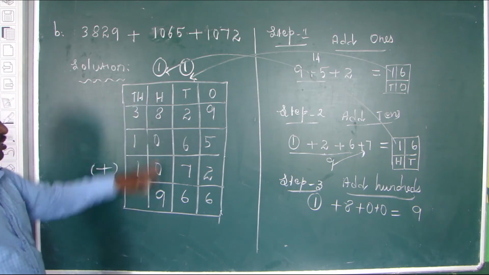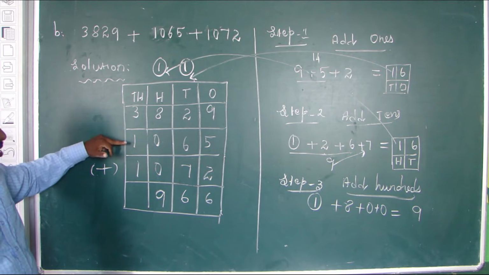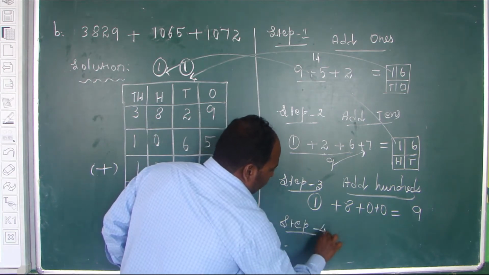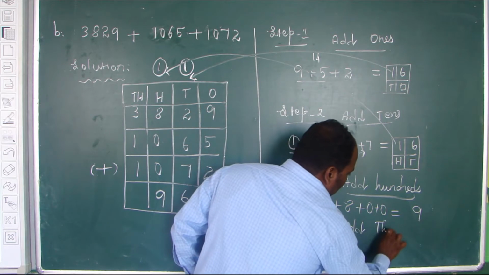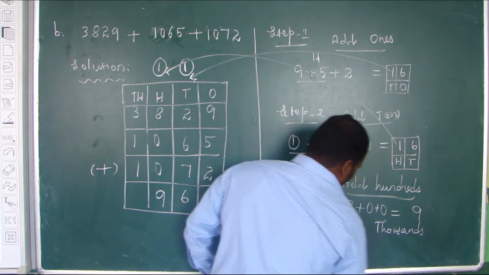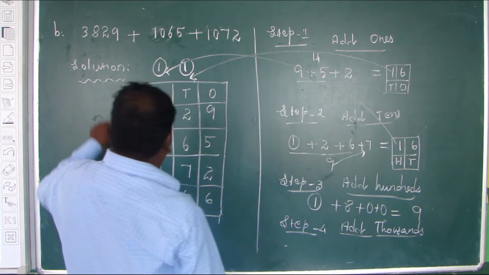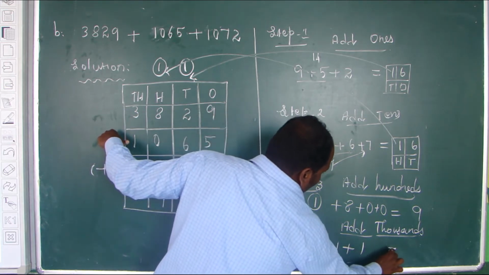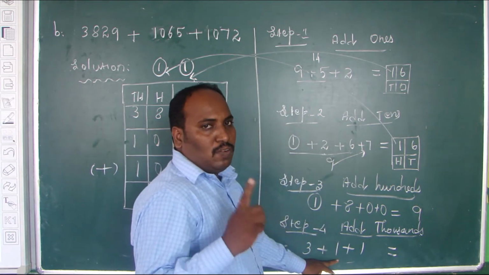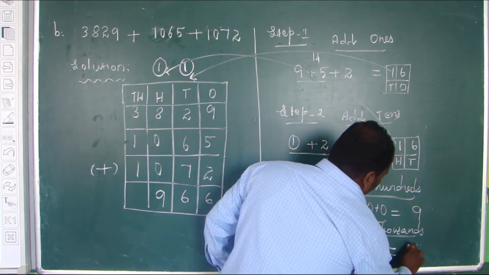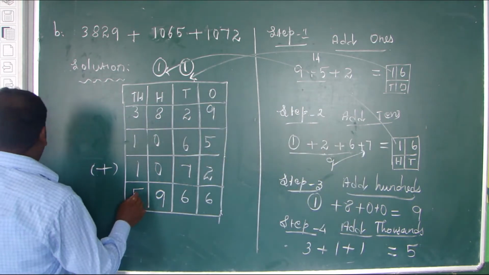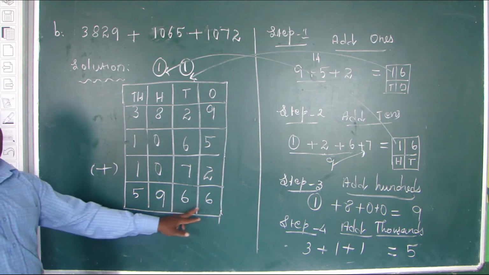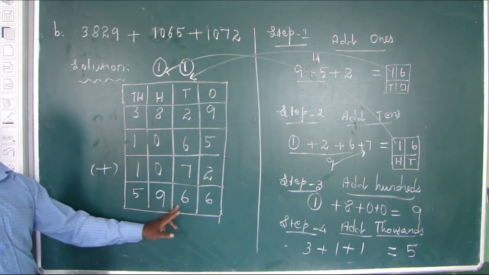Next we have the thousands place. Step 4: add thousands. 3000 plus 1000 plus 1000. 3 plus 1 is equal to 4, and 4 plus 1 is equal to 5. So 5000. Our answer is 5966.